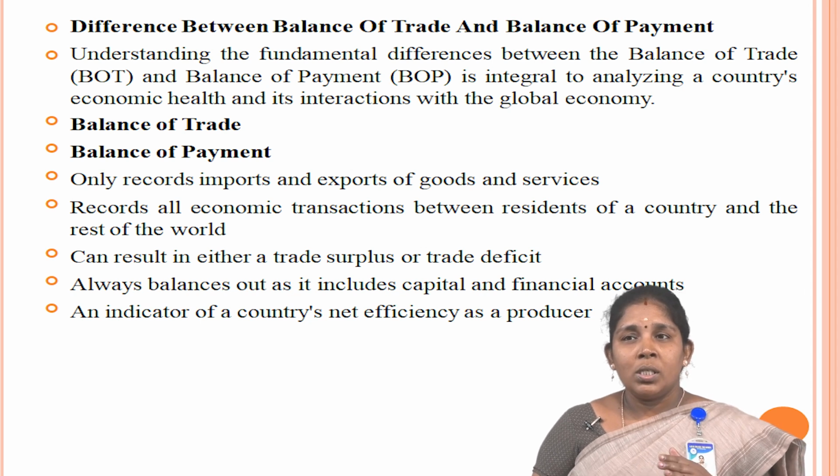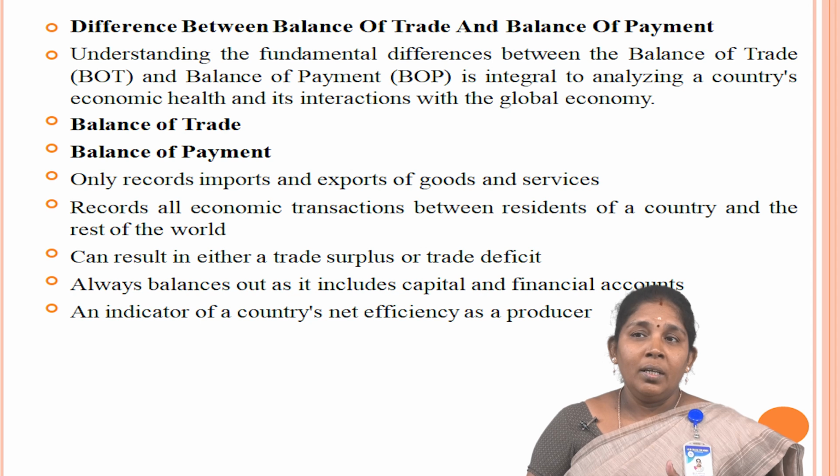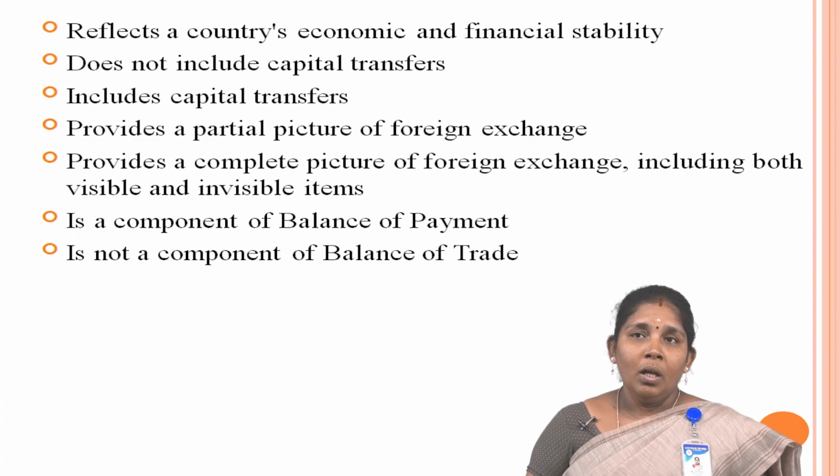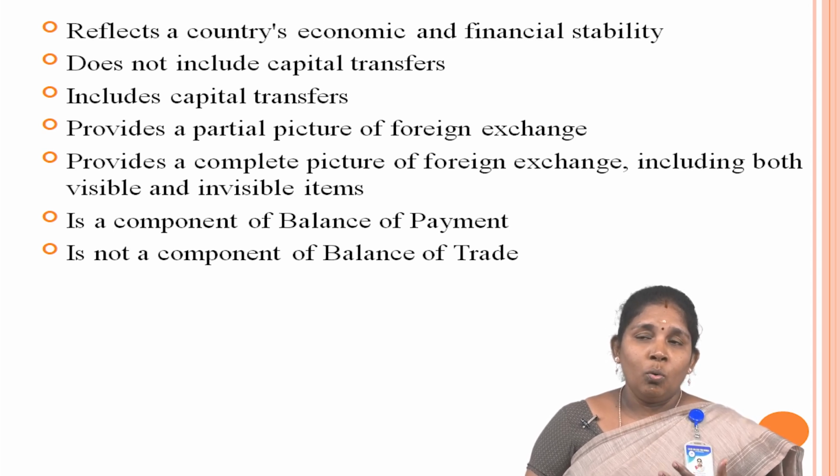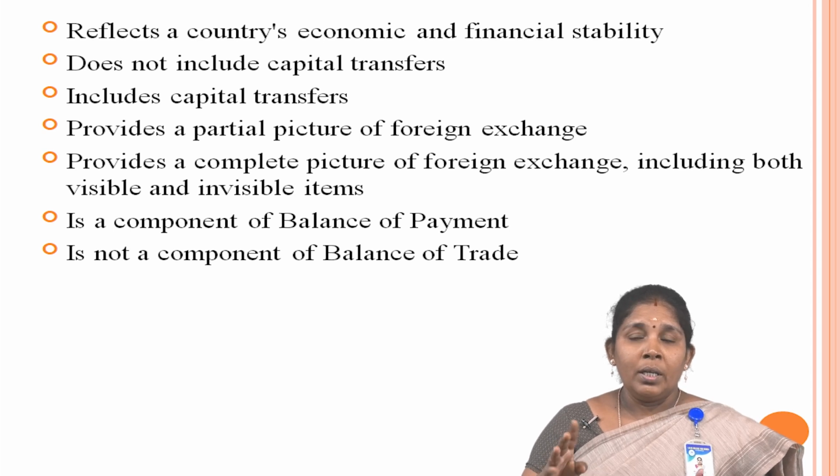The balance of payment always balances out and includes capital and financial accounts. Balance of trade is an indicator of a country's net efficiency as a user, while balance of payment reflects a country's economic and financial stability. Balance of trade does not include capital transfers and provides a partial picture of foreign exchange, while balance of payment provides a complete picture of foreign exchange, including both visible and invisible items.